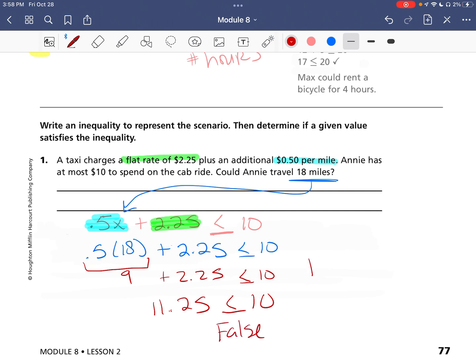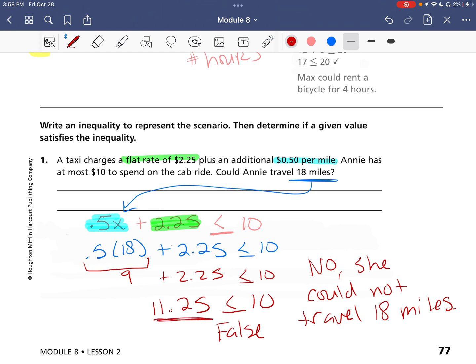So, no, she could not travel 18 miles. It looks like these are close, almost 18 miles, but not the 18 miles she's looking for. So no, she could not travel 18 miles.